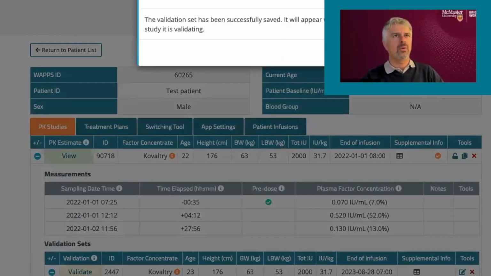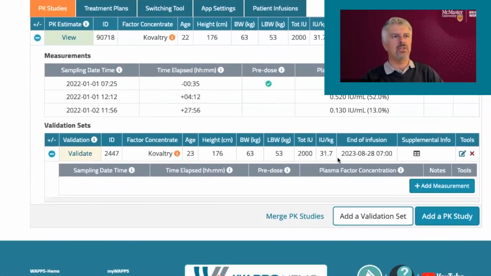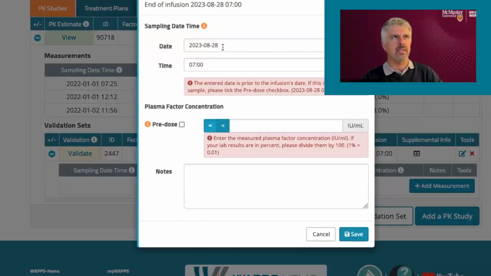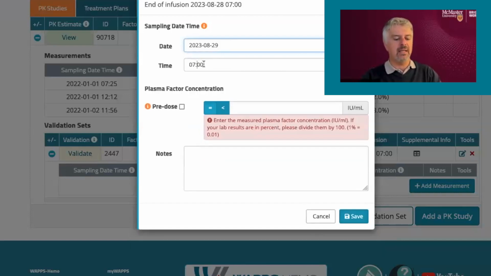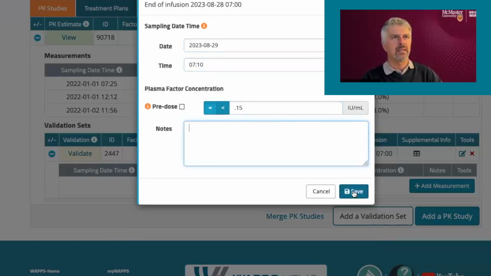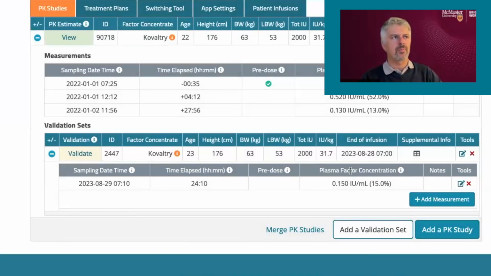And now I have here a validation infusion. Now, the infusion is not enough to validate. I need a measurement, like for a PK study. So at this point, I add the measurement, and let's say that the patient was in clinic today, so one day after, and around 7:10 we collected a sample, and this sample resulted at 15%. We save that information.